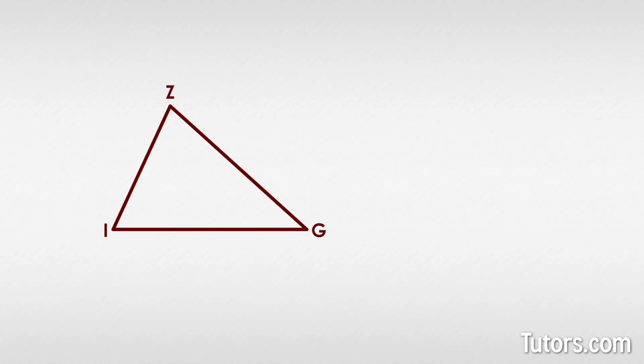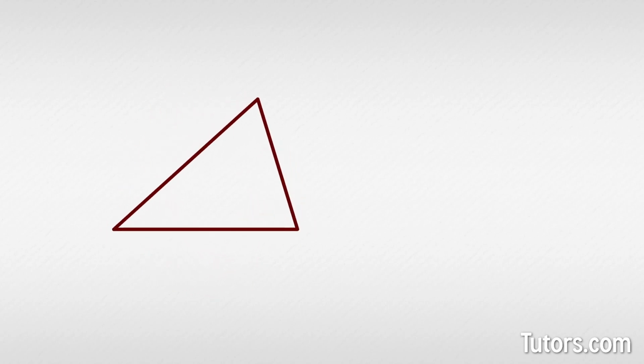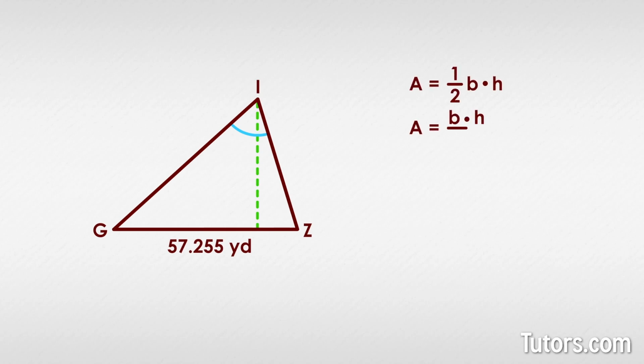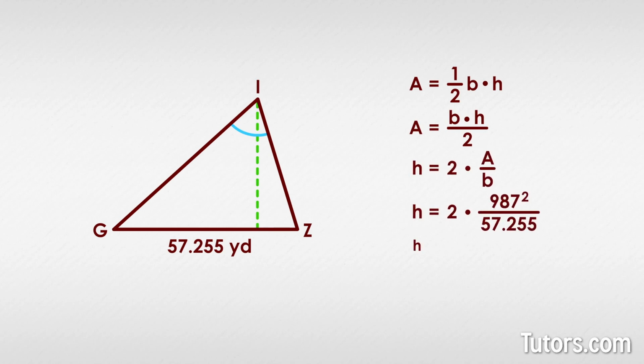Remember how we said every triangle has three heights? If we take triangle ZIG and rotate it clockwise, so side GZ is horizontal, and construct a height up to angle I, we can get the height for that side too. Plug your known numbers into our height formula and solve for H. Our answer, H equals 34.477.